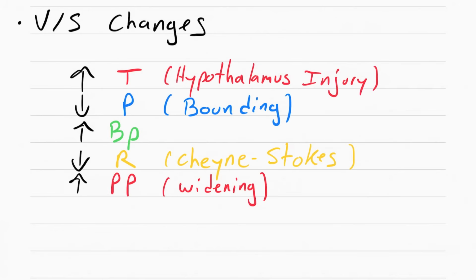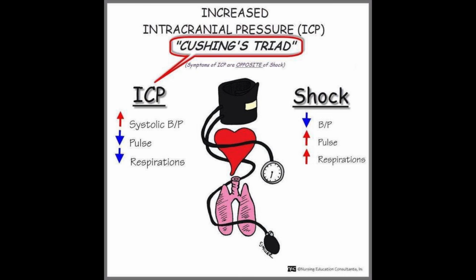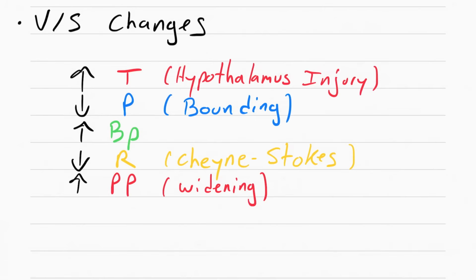An easy way to remember all of these vital sign changes is to think of shock, because Cushing's triad is the exact opposite of hypovolemic shock. So let's pretend someone is bleeding out. If someone's bleeding out, their blood pressure will be low, their pulse will be high, and their respiratory rate will also be high. If someone's having increased intracranial pressure, it's exactly the opposite. The blood pressure will be high, the pulse will be low, and the respirations will be low.